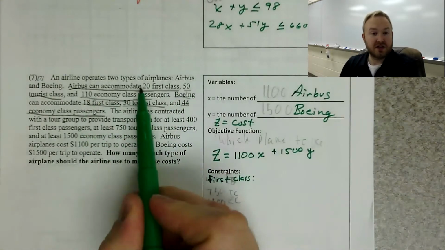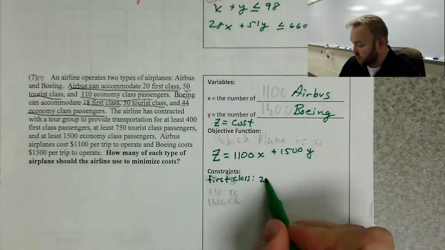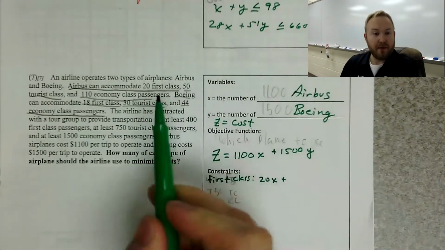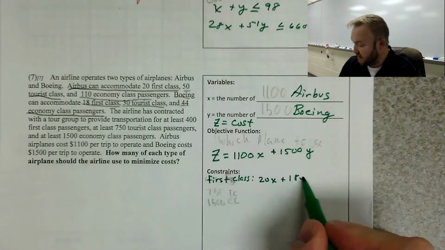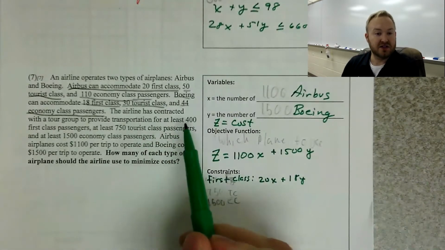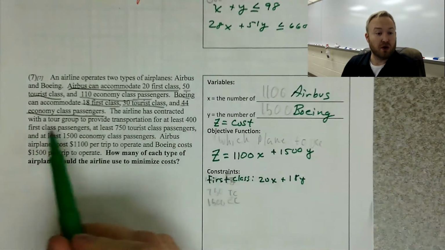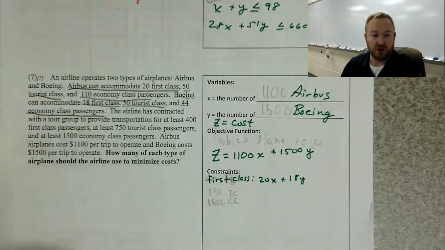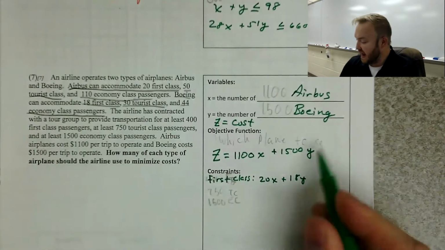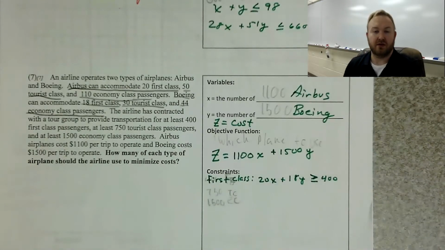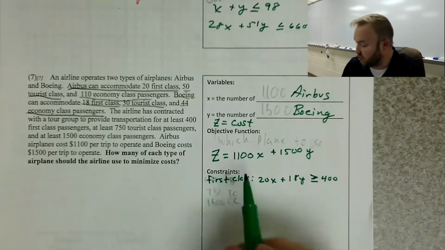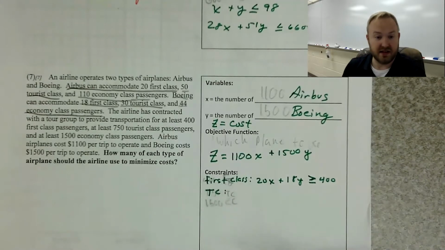Airbus can do 20 first class, so we'll do 20X. How about Boeing? Boeing can do 18 first class, so we'll do 18Y. And it tells us we have to do at least 400 first class total. So this has to be at least 400, which means greater than or equal to 400. Make sure you get that inequality symbol correct. Now let's look at tourist class. I'll abbreviate and just say TC.